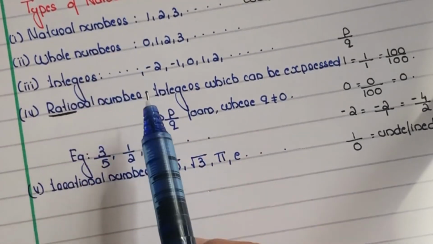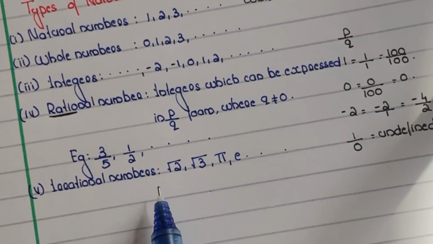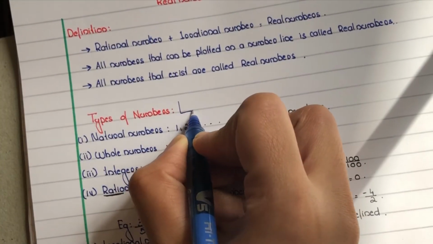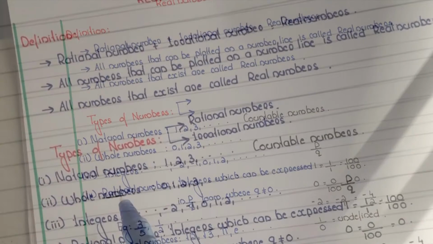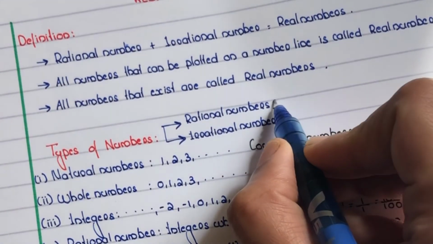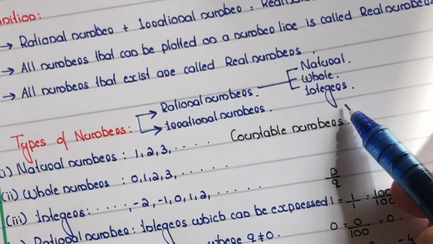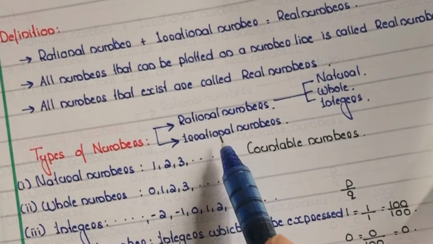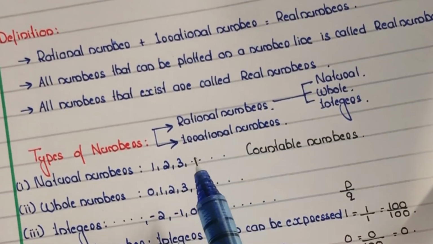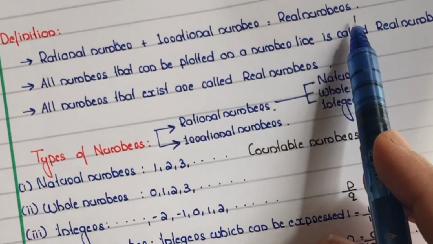So the types of numbers can be divided into two: rational numbers and irrational numbers, because irrational numbers are numbers other than rational. And rational numbers include natural numbers, whole numbers and integers. So rational numbers and irrational numbers include all the types of numbers, isn't it now? That is our first definition: rational number plus irrational number is real number.